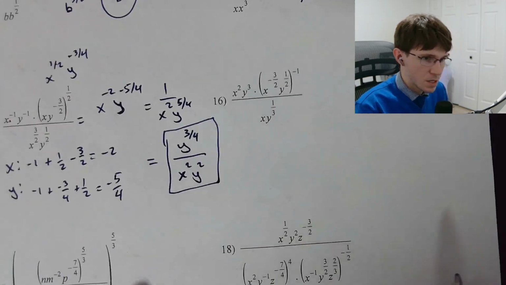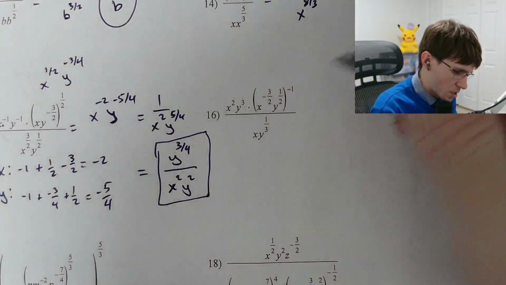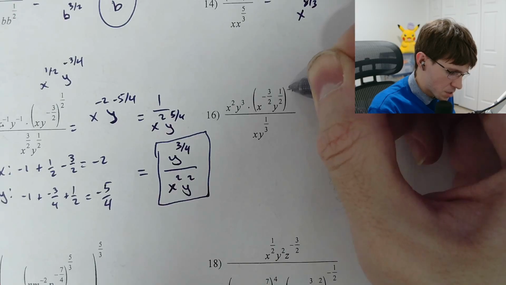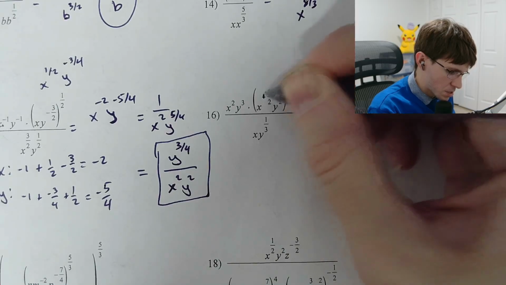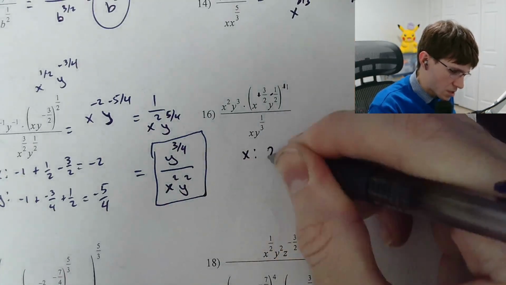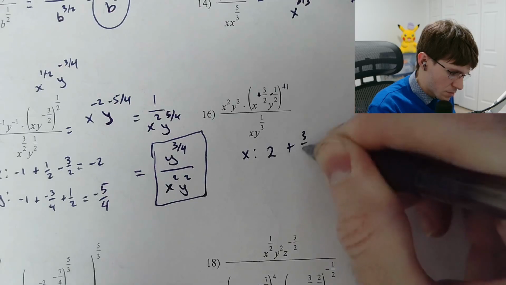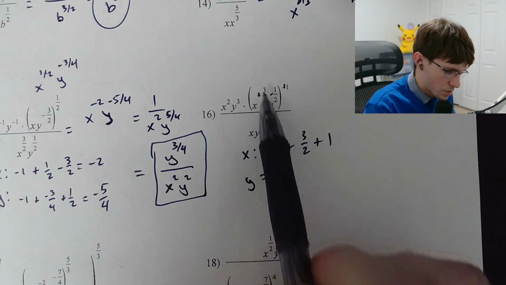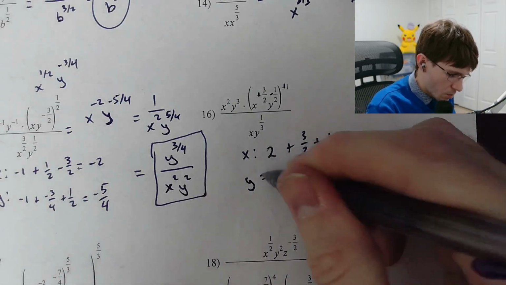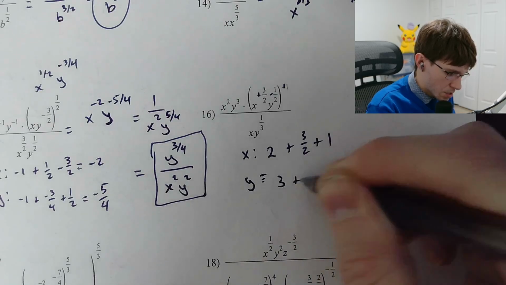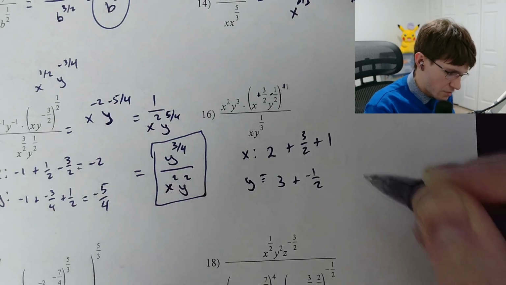Okay. Same exact idea on this one. So -1 is going to make both of these positive. That's a plus now, that's a minus, that's a plus. Okay, here's my x list. I have a 2 plus 3 over 2 plus 1. The 2, 3 over 2, and the 1. And for the y's, we have 3 plus -1/2 because that's a negative now.